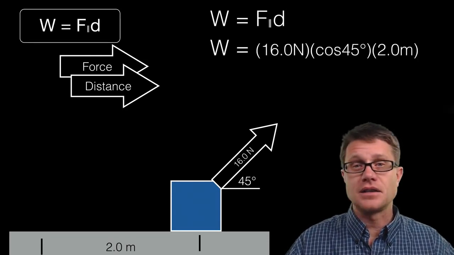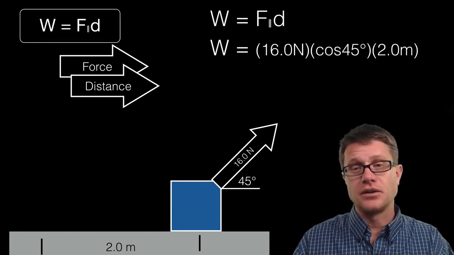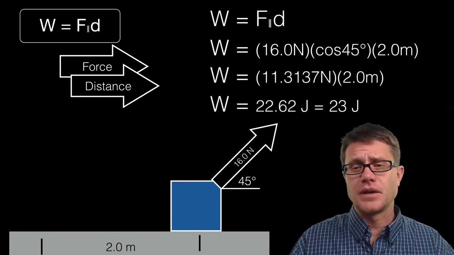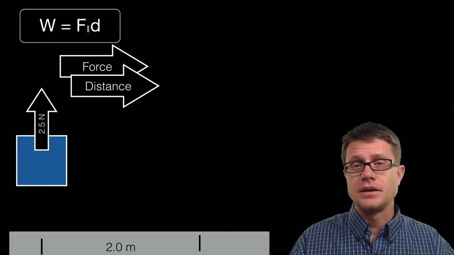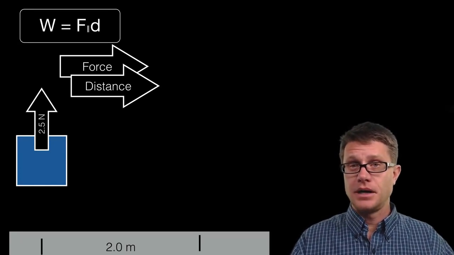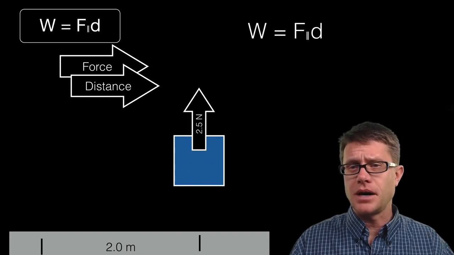So to solve that, it's 16 newtons times the cosine of 45, because the cosine of 45 is equal to that adjacent side of this triangle over the hypotenuse. And so now I get, with significant digits, 23 joules of work that I'm putting into that box. Now let's look at a box like this. And so I'm applying a 2.5 Newton force up, and I'm moving it in the horizontal. So how much work am I doing on that box?